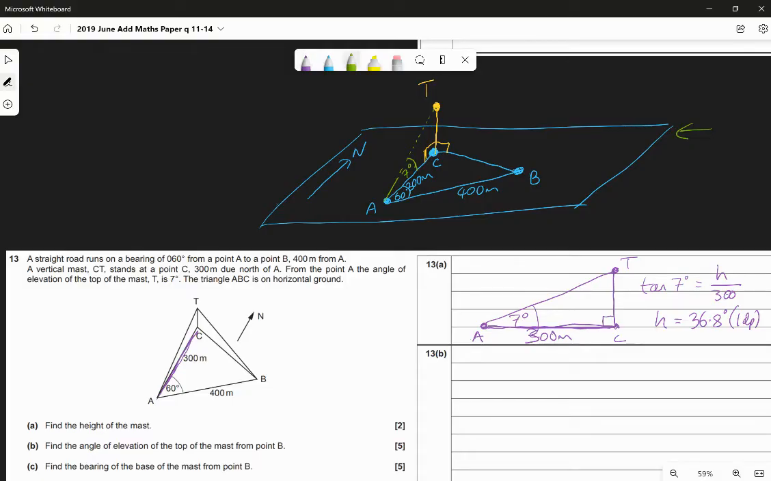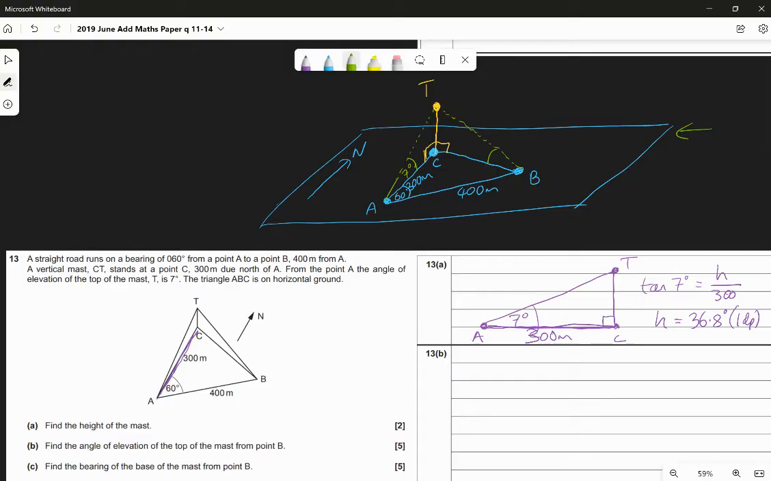Okay. So this is now asking for, if I go from B and I'm looking up at the top of the tower, I want the angle of elevation. So firstly, I'm looking from B to C straight along the ground. And then if I raise my eyes up till I'm looking at the top of the tower, so at the top of T, what angle have I raised my eyes by? Okay, so that's another right angle triangle. However, do I have enough information?